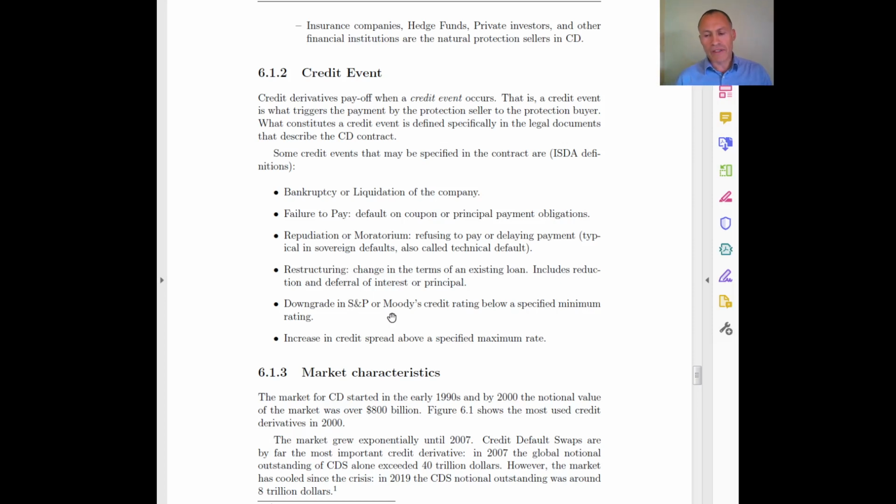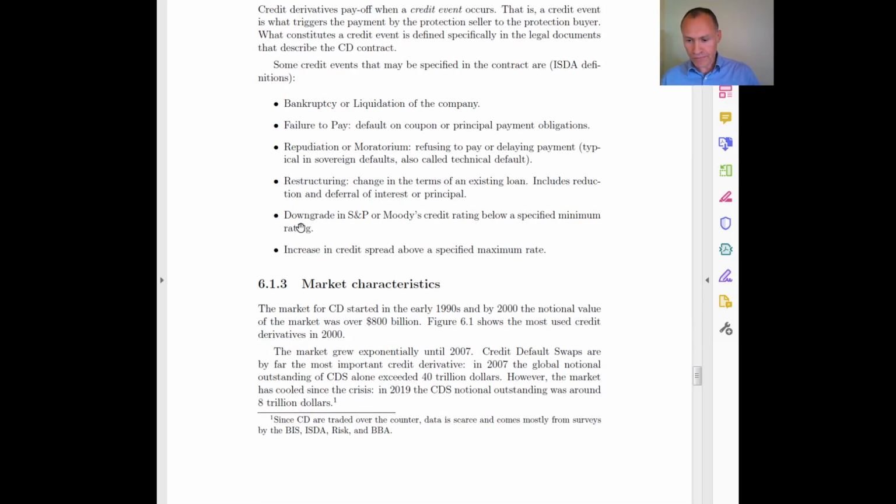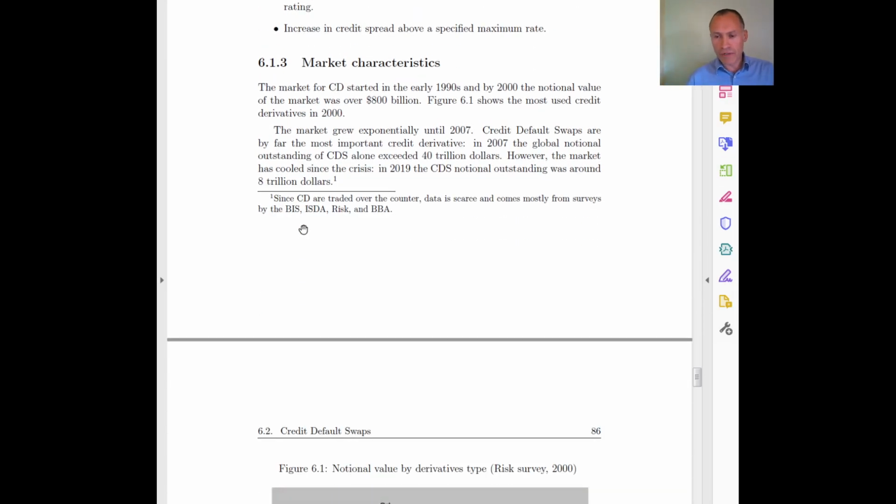And you can have things that are different, like, for example, a downgrade in the ratings, or a corresponding increase in the credit spread. This is not so common, but these are the more common types of credit events that are written in contracts. So, a little bit of how the market looks like.